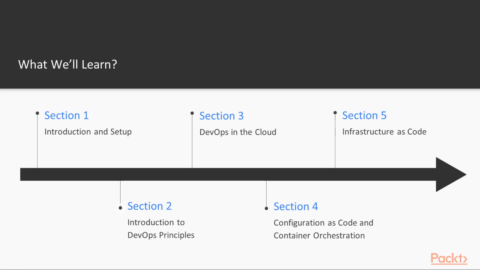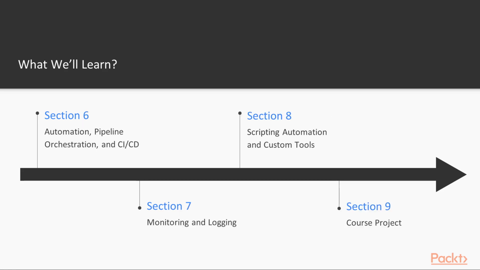In Section 2, we will dive into some DevOps theory. Section 3 is all about the cloud and how it can be leveraged for DevOps. Section 4 starts our journey into the application of configuration as code, or CAC. We'll also look at container orchestration, as it is inherent of CAC. Section 5, infrastructure as code, will be our focus. Repeatable and manageable infrastructure can be achieved with scripting and tools.